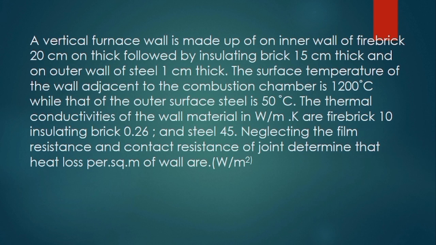The surface temperature of the wall adjacent to the combustion chamber is 1200 degrees Celsius, while that of the outer surface steel is 50 degrees Celsius. The thermal conductivities of the wall material in watt per meter times Kelvin are: fabric is 10, insulating brick is 0.26, and steel is 45. Neglecting the film resistance and contact resistance of joint, determine the heat loss per square meter of wall. So we are going to find the heat flux.